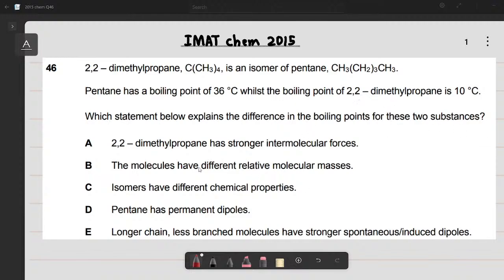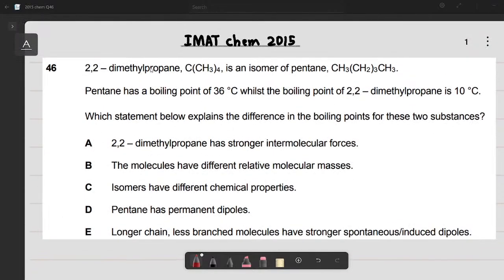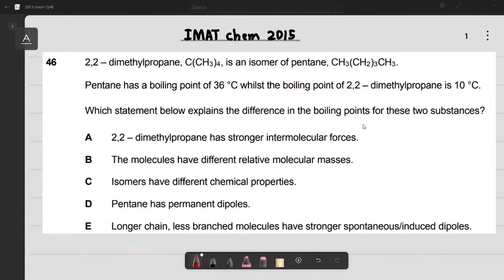Before we go through each of these options, we must draw some workings so that it will make it easier to solve this question and to explain the difference in boiling points.